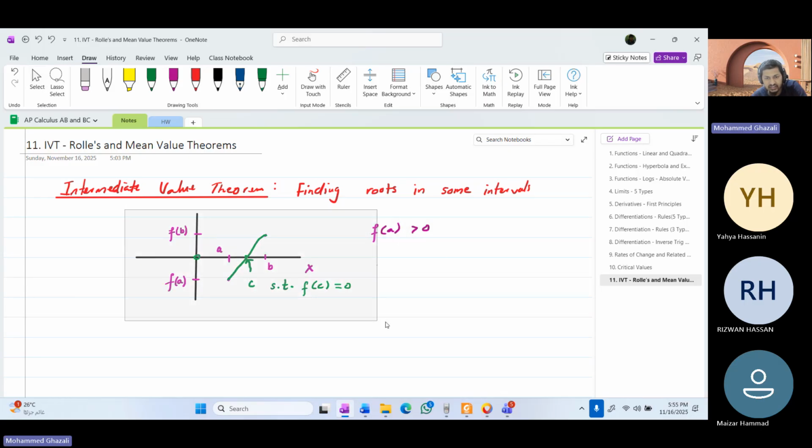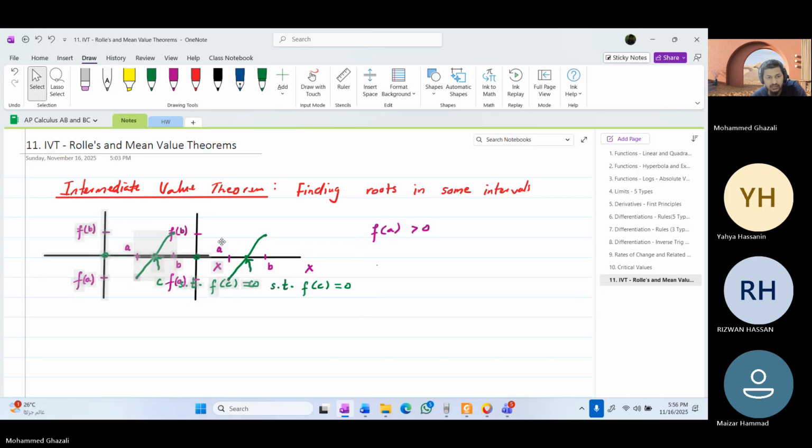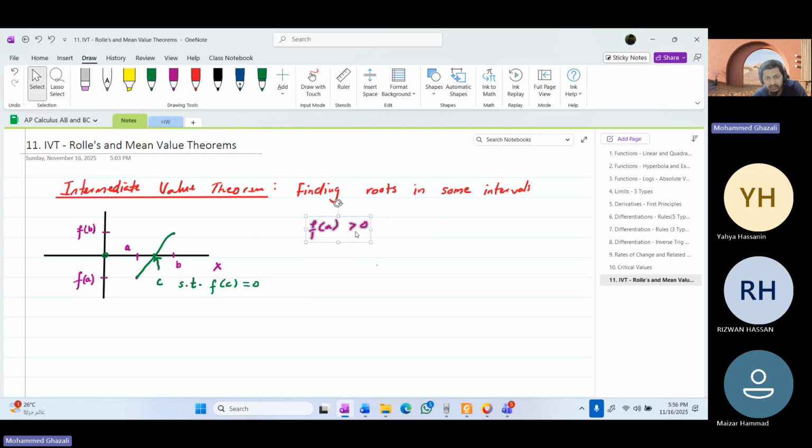Let's move this graph to the side. The setup of the intermediate value theorem is number one: one value that you substitute must be positive, and the second value that you substitute must be negative. In other words, one point is above the x-axis, one point is below the x-axis. So when you connect the two dots using continuous function theory, we have to get a value C.